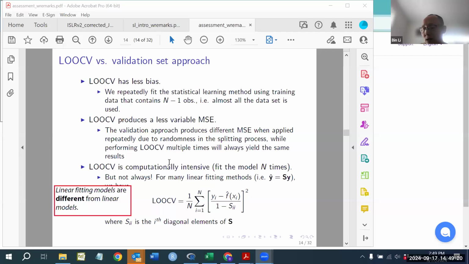Okay, we are running out of time, so let's stop here. Next time we will continue to talk about model assessment, and hopefully we can finish that in the first half, and then in the next half we will start to talk about nonlinear smoothing.